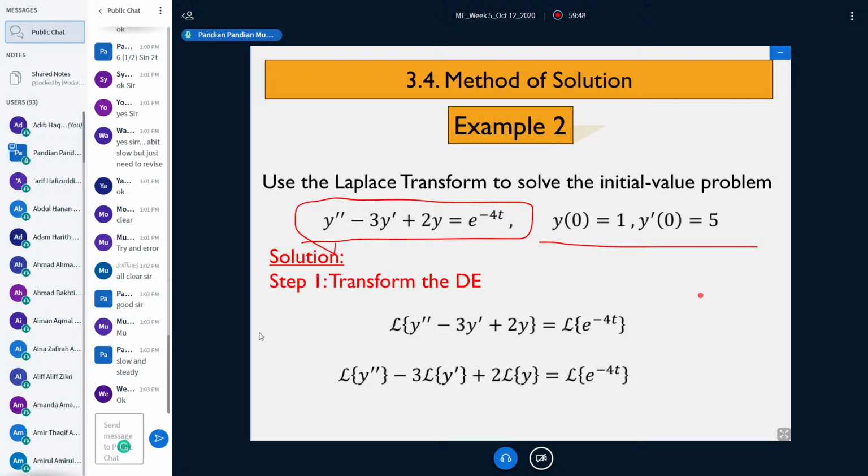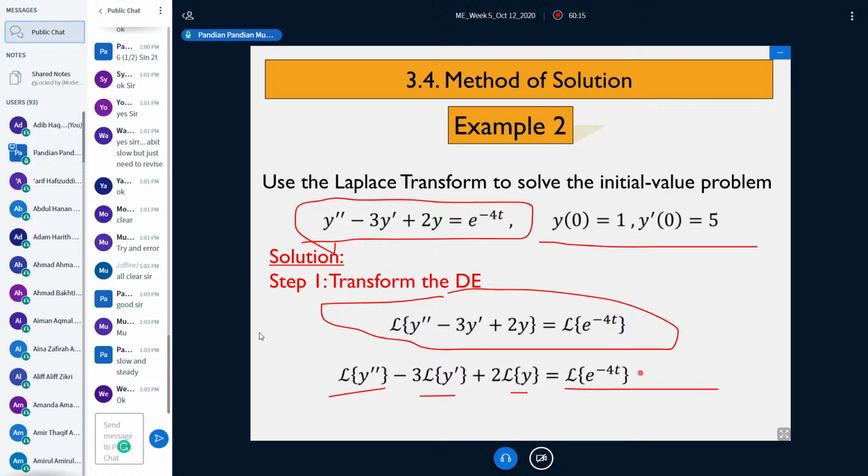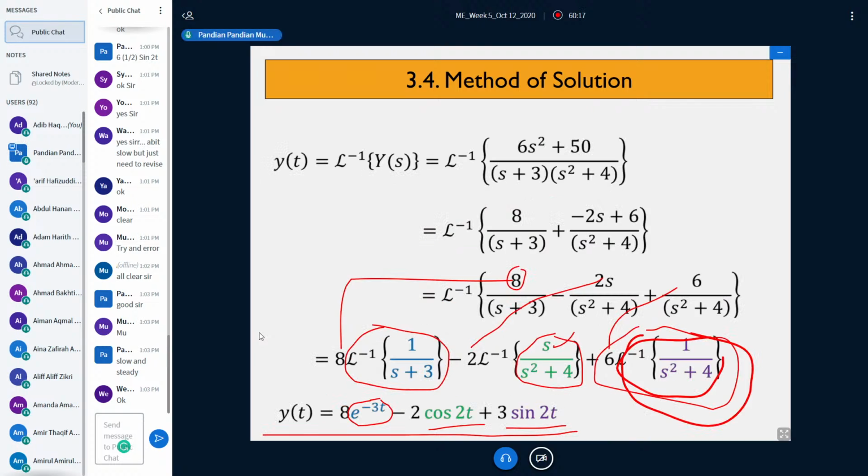But it must be constant coefficients. So now, with the initial conditions y(0) = 1, y'(0) = 5, we take Laplace of this second order equation: Laplace of y'' minus 3y' plus 2y equals Laplace of e^(-4t). Now you must know Laplace of y'', Laplace of y', Laplace of y, Laplace of e^(-4t). You must know.